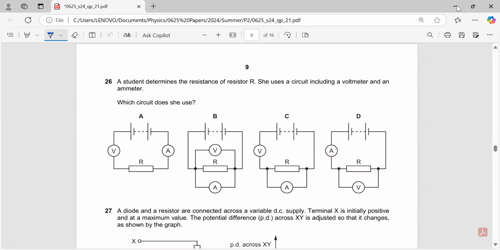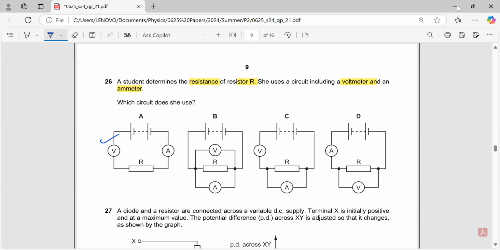Next question. A student determines the resistance of a resistor R. She uses a circuit including a voltmeter and an ammeter. So which circuit does she use? Here, first of all, we need to know that an ammeter should always be connected in series and a voltmeter should be connected in parallel with the circuit components. So with this concept, we will take a look at the different diagrams.